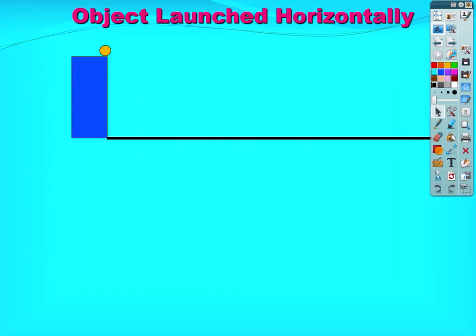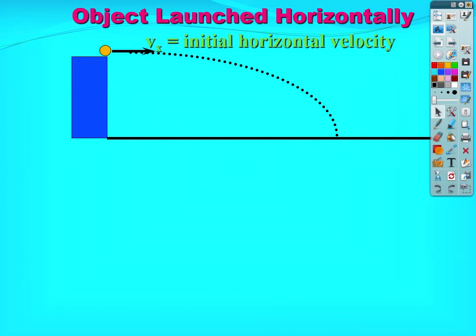All right. So when you launch something perfectly horizontally, it'll follow this parabolic path. You are going to be given that velocity. If it says launched horizontally, that is your horizontal velocity. And what do we know about the horizontal velocity? It does not change. So you're given that for the whole problem. We're going to try to find the horizontal range.